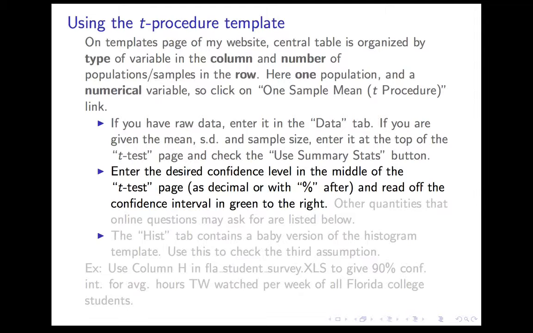Once you've done that, either entered your data or entered your summary statistics and clicked on the checkbox, all you need to do is, in the middle of the t-test page, there is a spot that says confidence level. It defaults to 95% because that's the usual confidence level. You can set it to whatever you want. It's a percentage, so if you want 90%, you type 90 in.